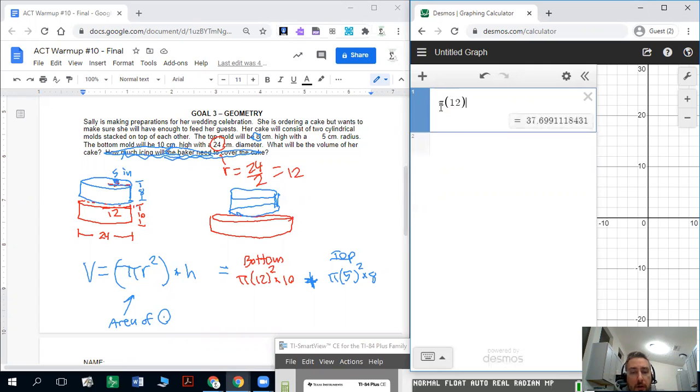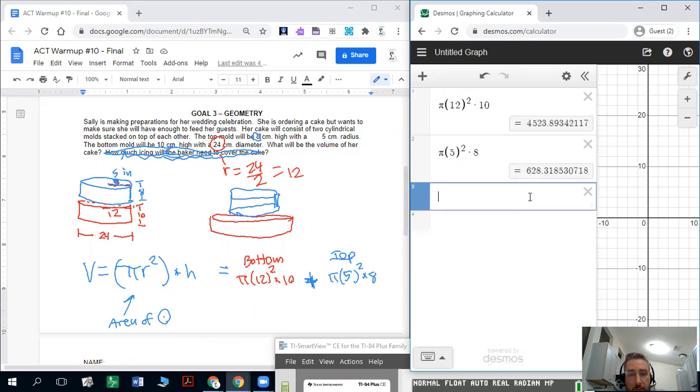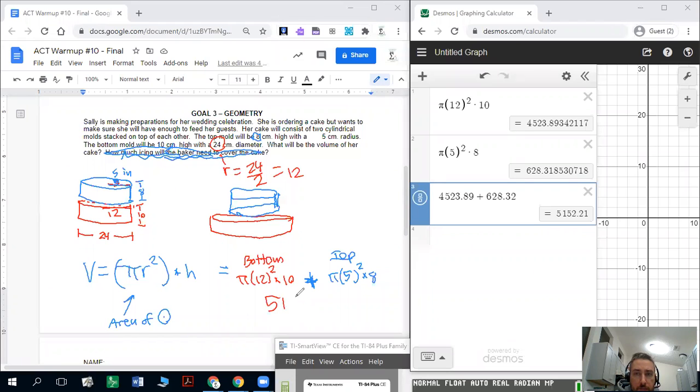So pi times 12 squared multiplied by 10. There's your bottom, and then the top is pi times 5 squared times 8. So those two add together. I'm just going to round to 2 decimal places. And your combined volume is about 5152.21. What is the unit? Well, since this is in centimeters, centimeters cubed.